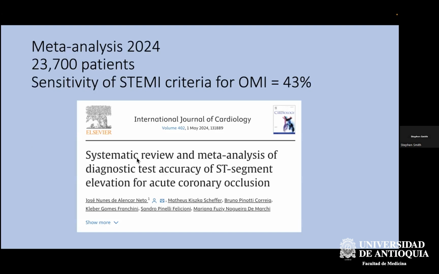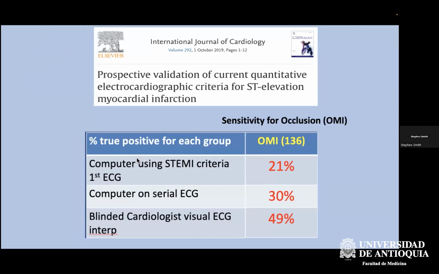A meta-analysis in 2024 with 23,000 patients showed that the sensitivity of STEMI criteria for OMI is only 43%. That is a terrible test. And yet we name the pathology after the test. But what's the reality? Here's another reality. This study was not included in the meta-analysis: prospective validation of current quantitative electrocardiographic criteria for ST elevation myocardial infarction.